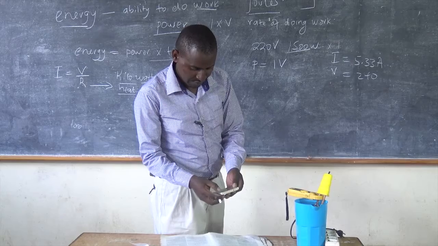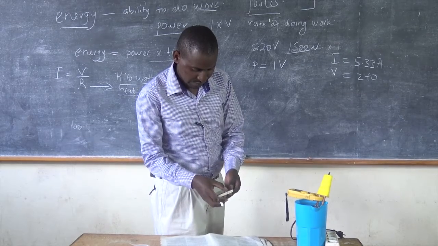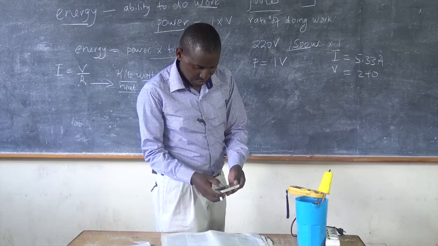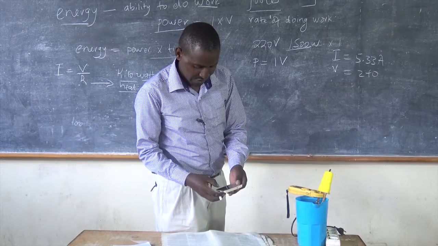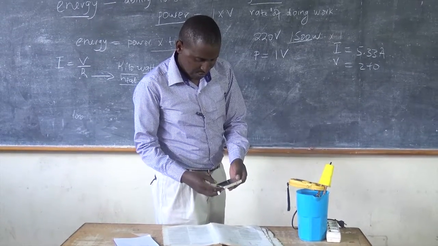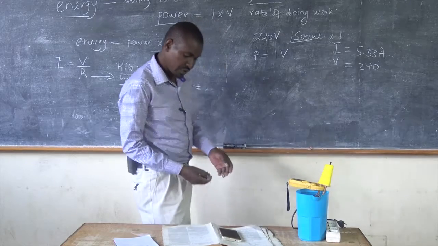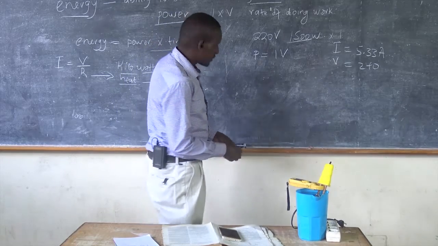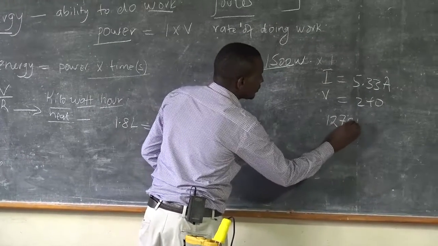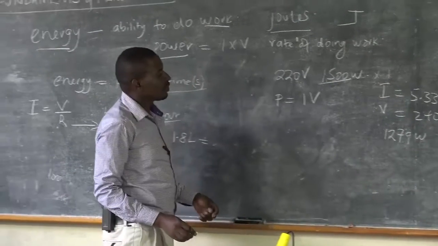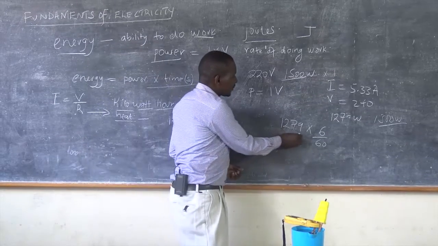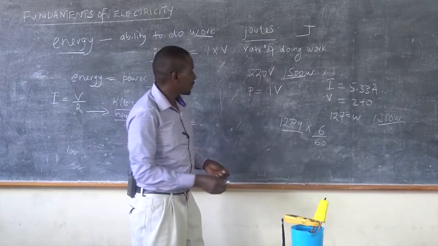240 times 5.33, we get 1279. So the result is 1279 watts. So okay, we have seen that this is the rating of our heater, and this is the time it has taken.